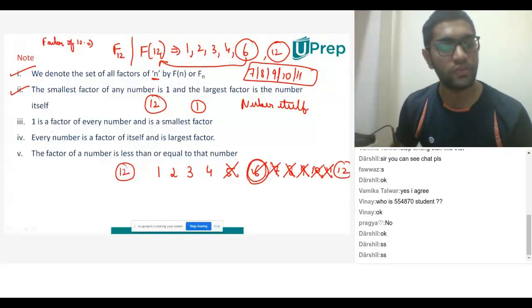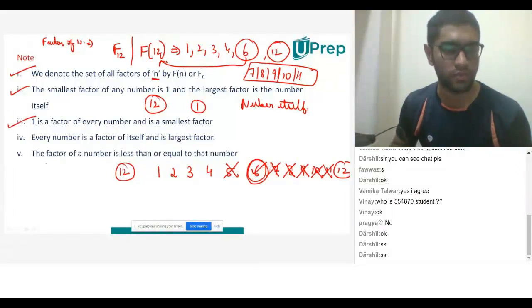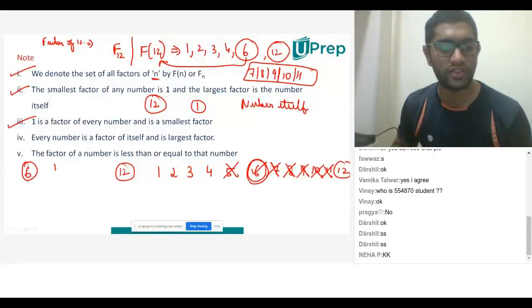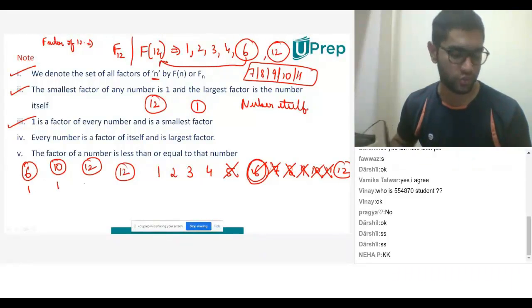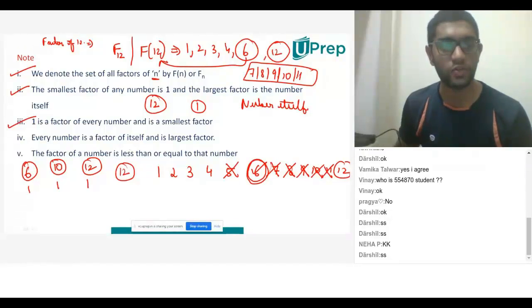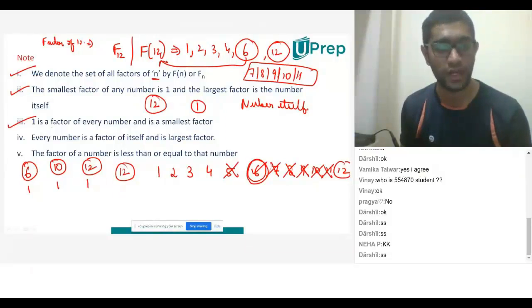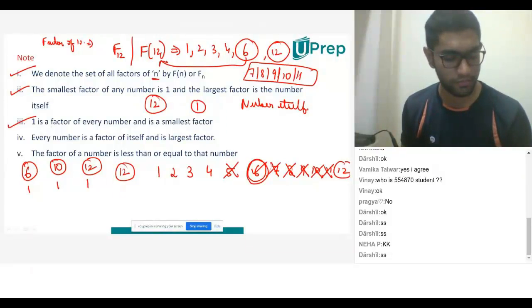Now, 1 is a factor of every number and is the smallest factor. This is again what we just saw. We took an example of 6, an example of 10, an example of 12. All of them have the common factor as 1, right? So that is what the point is saying. 1 is a factor of every number and is the smallest factor. Very clear?